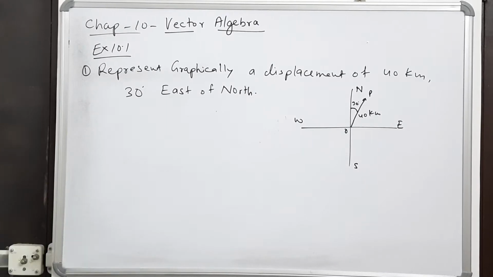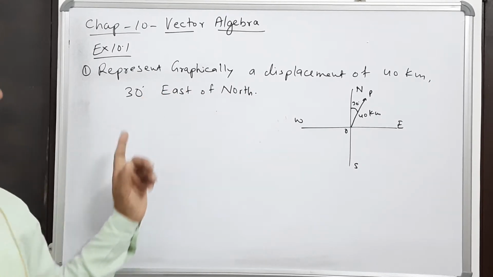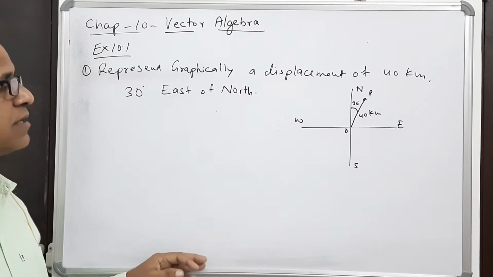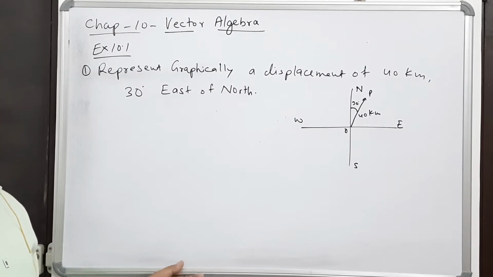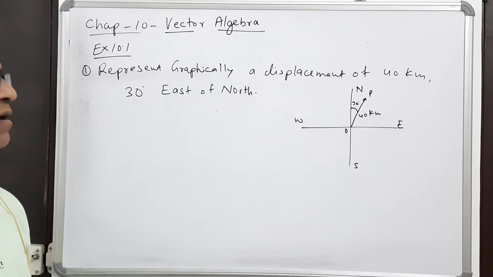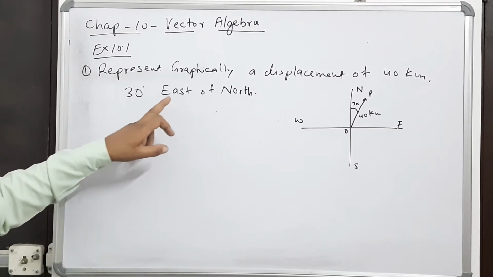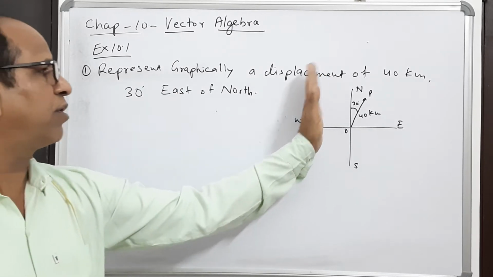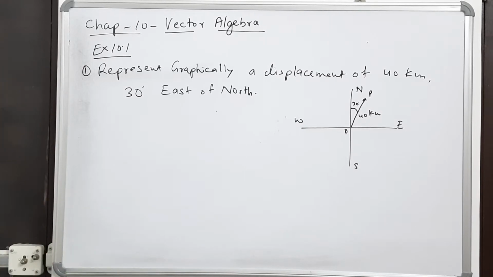What is the meaning of displacement? Displacement means the distance covered in a particular direction. So in this way we can represent. You see now, east of north. So from north we are taking 30 degree towards the east side. I hope it is clear to you.